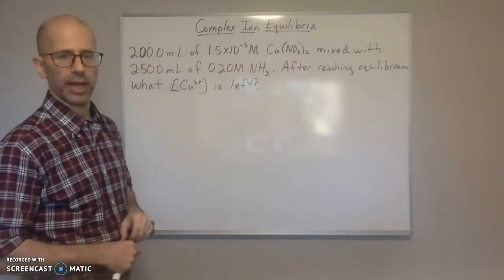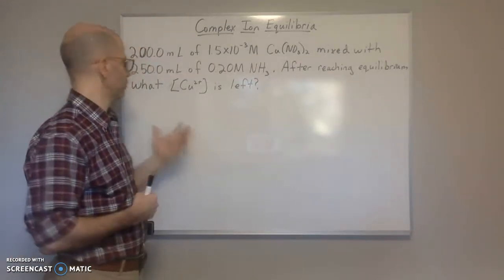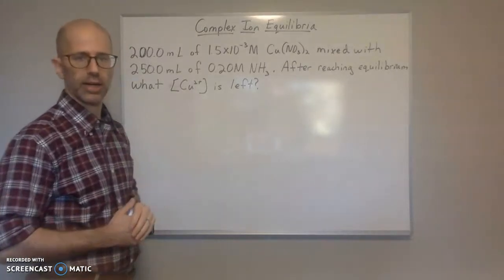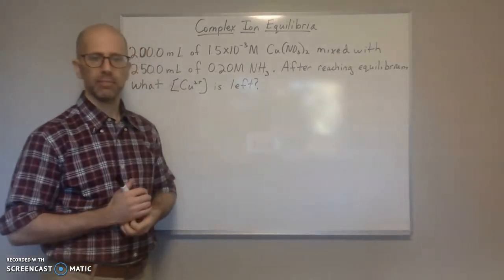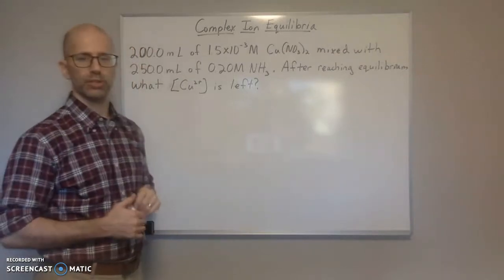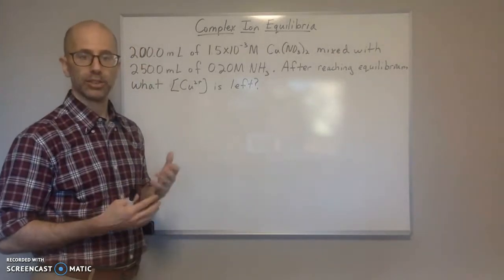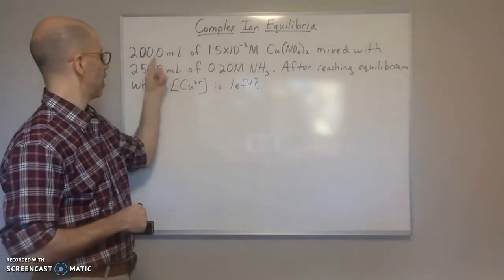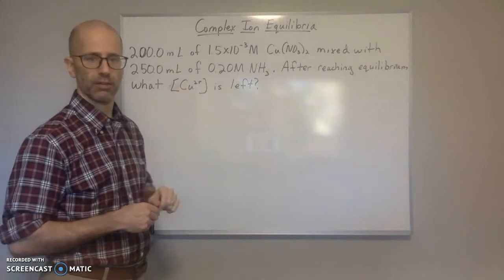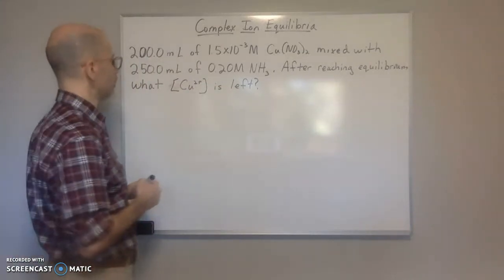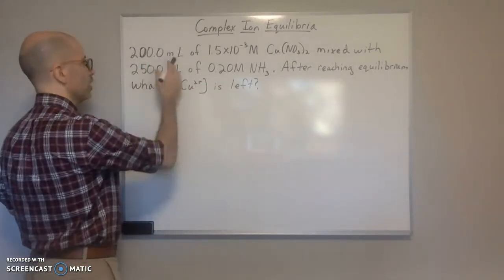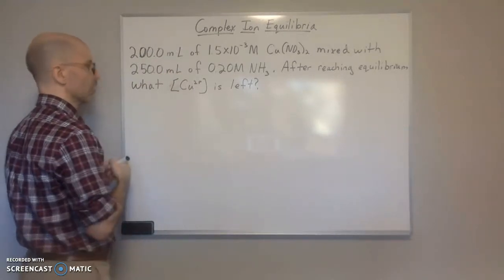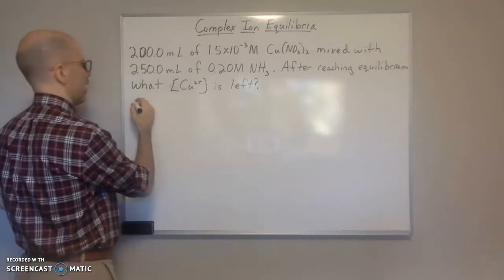So after we mix them together and after we reach equilibrium, they're asking us what the remaining concentration of copper 2 ion is. And so the first thing we need to do is find the concentrations resulting after we mix, because the concentrations are not going to stay the same because the volumes are being added, so we need to figure out what that is. So what we need to do is find the moles of each one.